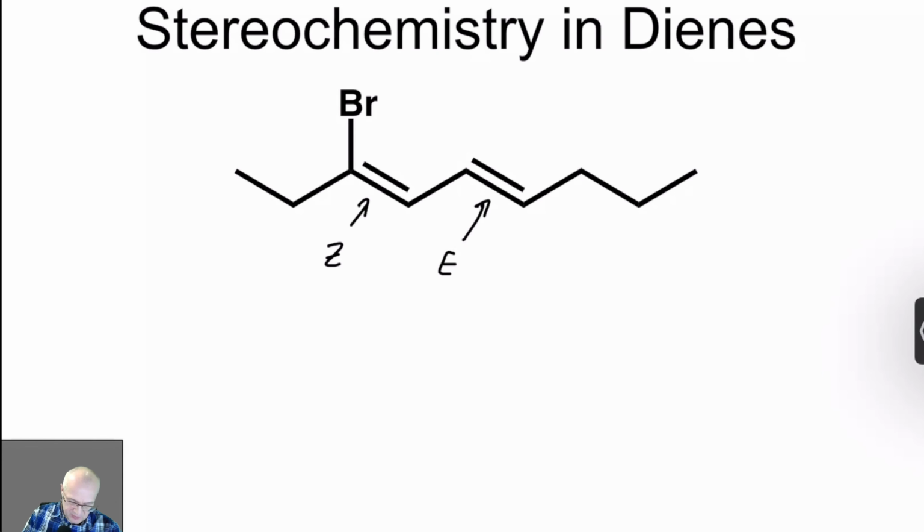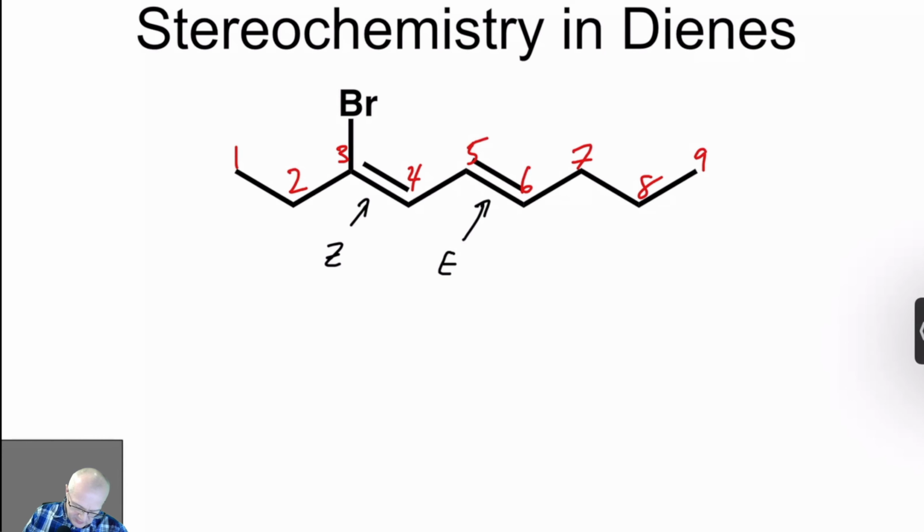So we have to start numbering from the end carbon closest to the first double bond. So we can start here, 1, 2, 3, or we can start over here, 1, 2, 3, 4. So we're going to start here because that gives me the lower numbers. So let's say carbon 1, carbon 2, carbon 3, carbon 4, 5, 6, 7, 8, 9. So this is a nonene. It's got a nondiene actually. It's got 2 double bonds.